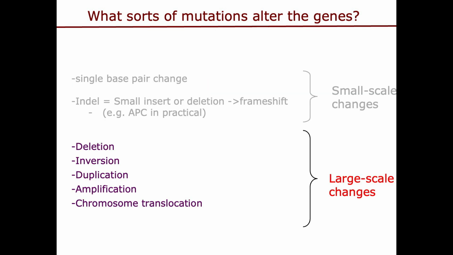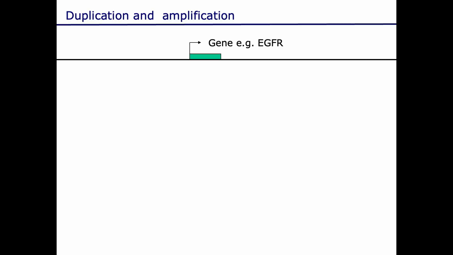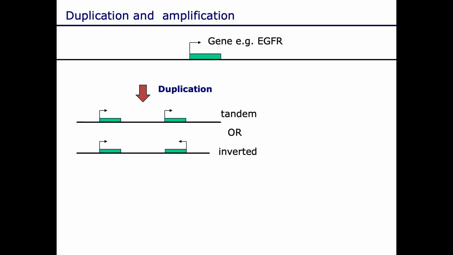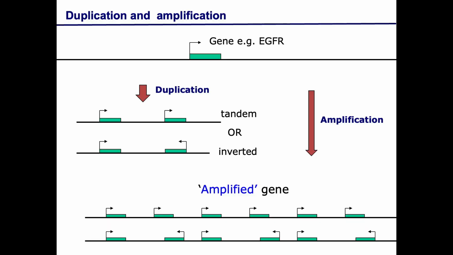Moving on to large-scale changes, I'll run through the various kinds of large-scale changes because there are some comments to be made. Using the EGF receptor, EGFR, as an example, one of the commonest kinds of mutations is duplication. This is very often a tandem duplication, so that the 2 copies of the gene are in the same orientation, but you can get inverted duplications. If the process of duplication or other means of replicating bits of the DNA continues, you can end up with many copies of the gene, illustrated here, and this is now called an amplified gene.